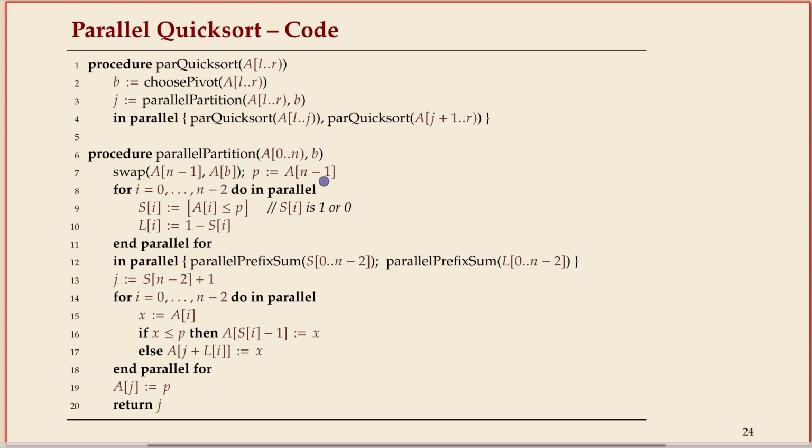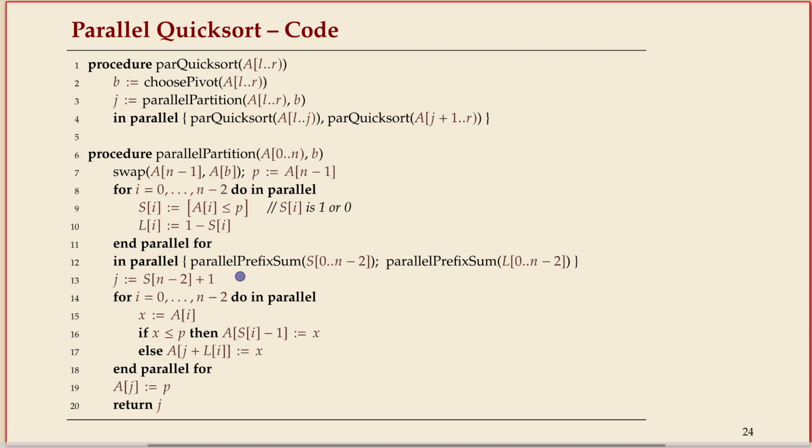So we get our pivot element. That's this one, and we swap it to the last position. Then we determine for every element in the array whether it's smaller. So this notation here, the square brackets, means if the condition is true, the value is 1, otherwise it's 0. It's just a short way to write that. So in S of i, we store a 1 if that element is smaller than the pivot. In L of i, we store the opposite, just to have that convenient. And this we can do in parallel. It's independent, each just compared with the pivot element.